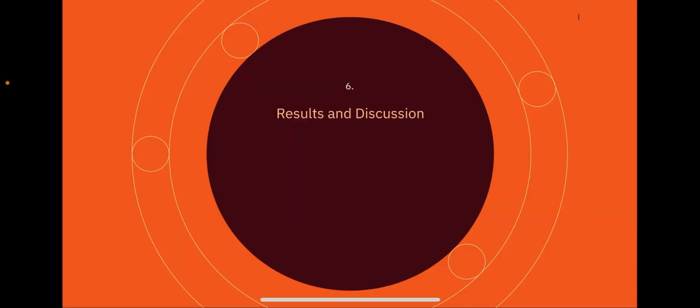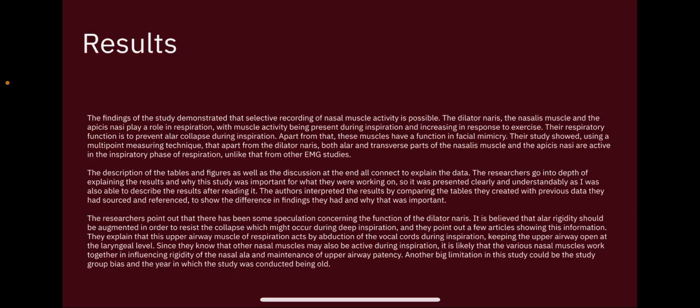And then we go into the findings. The findings of the study demonstrated that the selective recording of the nasal muscle activity is possible, as well as showing which muscles play a role in respiration, with the presence of muscle activity. Their respiratory function is to prevent alar collapse during inspiration. Their study showed, using a multi-point measuring technique, that apart from the dilator nares, both alar and transverse parts of the nasal muscle and the depressor septi nasi are active in the inspiratory phase of respiration, unlike findings from other EMG studies.